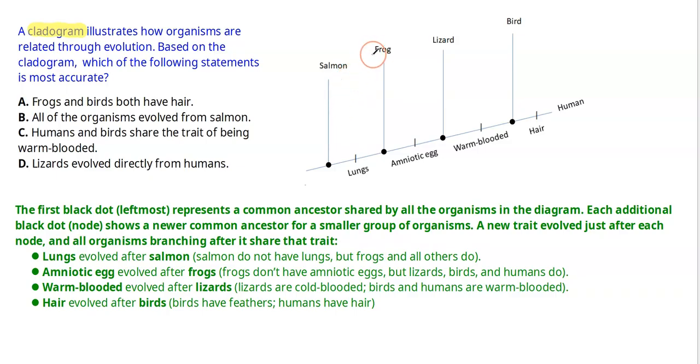For example, a frog does not evolve from a salmon. A lizard does not evolve from a frog. If you see anything like that in your answer choices, you can get rid of it right away. So, based on that, there's a couple answer choices I can eliminate right away. Do you see which ones they are?